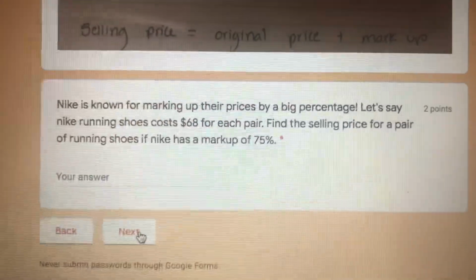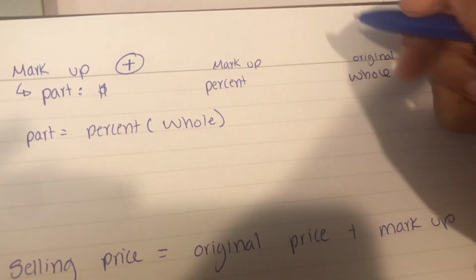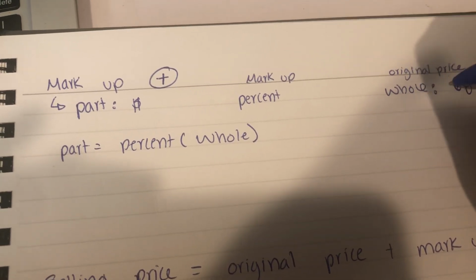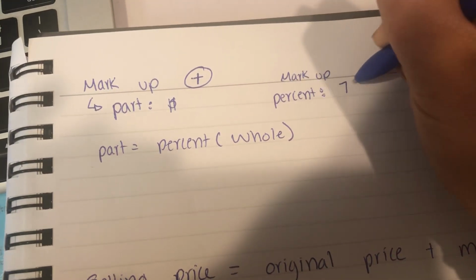So here we go. First thing is the original price, like we wrote, is always the whole. So what you should have had was $68. And your markup percentage should have been 75%.